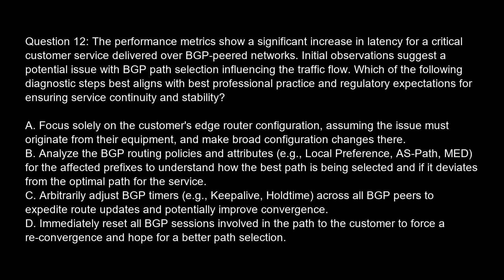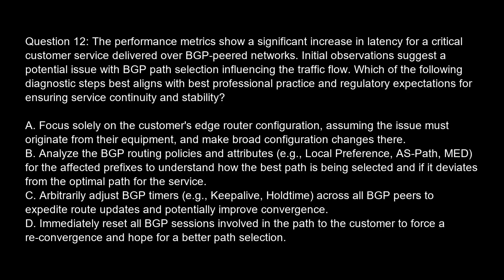Option A. Focus solely on the customer's edge router configuration, assuming the issue must originate from their equipment, and make broad configuration changes there. Option B. Analyze the BGP routing policies and attributes, e.g., local preference, AS path, MED, for the affected prefixes to understand how the best path is being selected and if it deviates from the optimal path for the service.